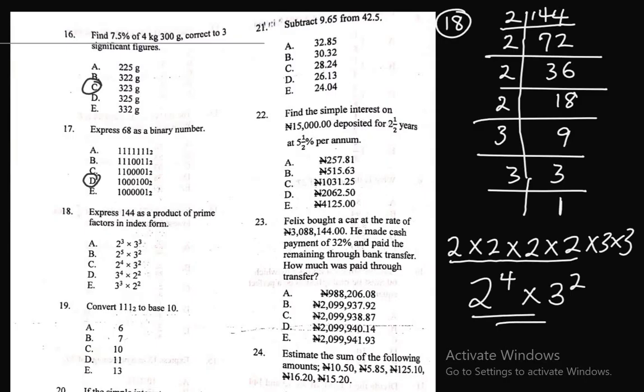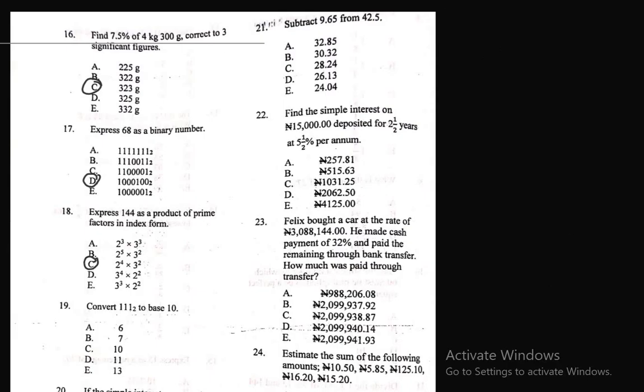And the right option will be 2 raised to power 4, 3 raised to power 2. That is option C. Question number 19 says convert 111 base 2 to base 10. So to do that, let this be 0, let this be 1, let this be 2. Is that okay? So let's start with the first one.